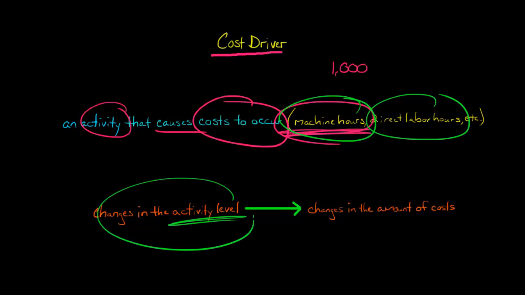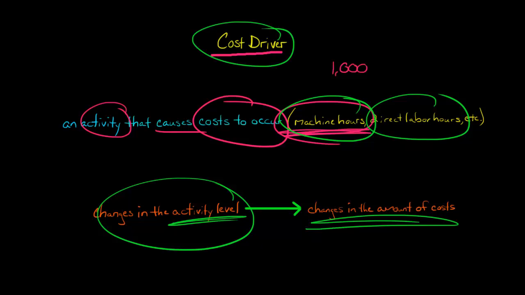When there's a change in the amount of that activity level, then we're going to see a change in the amount of costs. And so that's the whole idea behind a cost driver, is there's this cause and effect relationship. The activity happens, we make an ice cream cone, that results in costs.